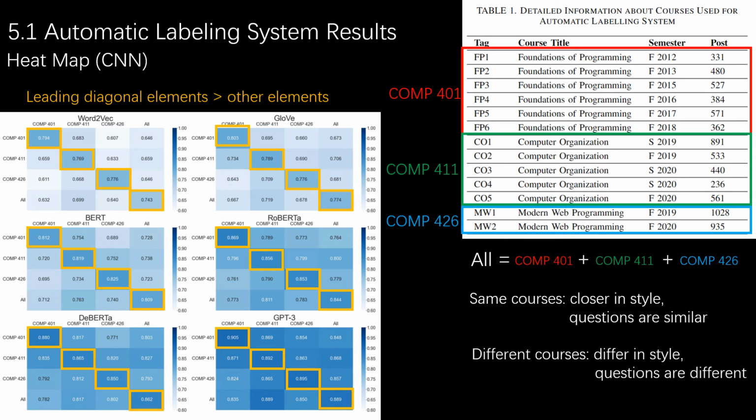On the contrary, since different course groups are different in teaching styles, and the questions that students ask in different courses are very different, training on one course group and predicting on another course group is not ideal.